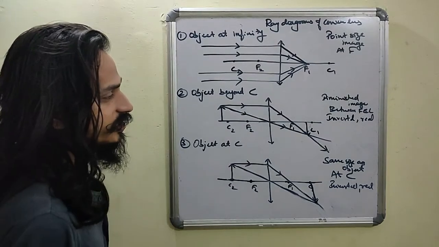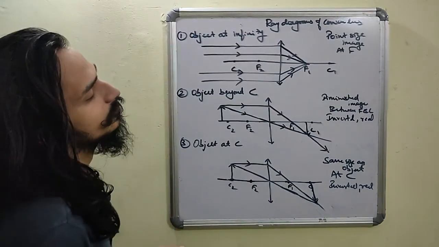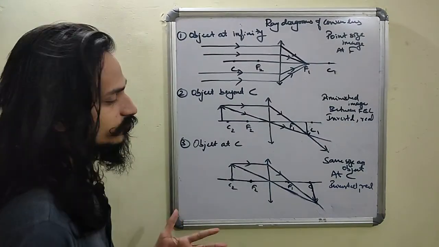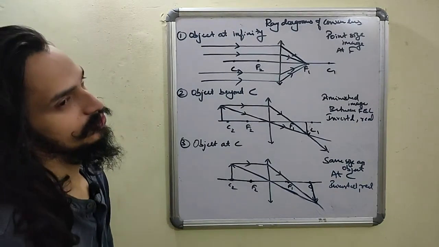So these are three diagrams, three situations of the object. The remaining we are going to do tomorrow, which are also quite simple. We will use pretty much the same rules. Alright, so that's it for today. I'll see you tomorrow on the next one.